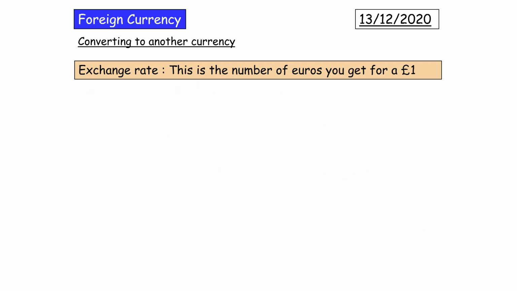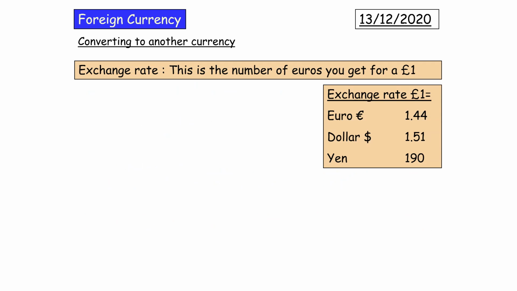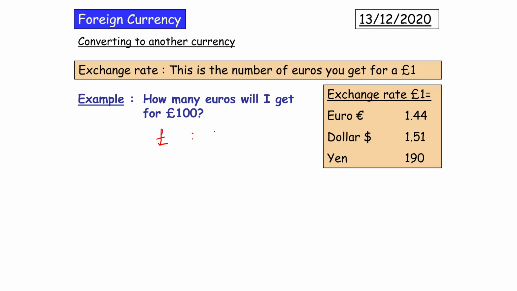Right, let's look at this question then. We've got an exchange rate for £1, we get €1.44. In dollars we get $1.51, and if we're going to Japan we get 190 yen. So, first question, how many euros will I get for £100? Well, the way I like to attack this question is I write down what I've got, pounds to euros. £1 gives me 1.44 euros.